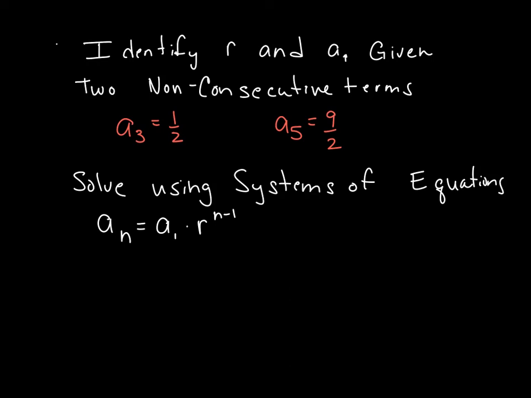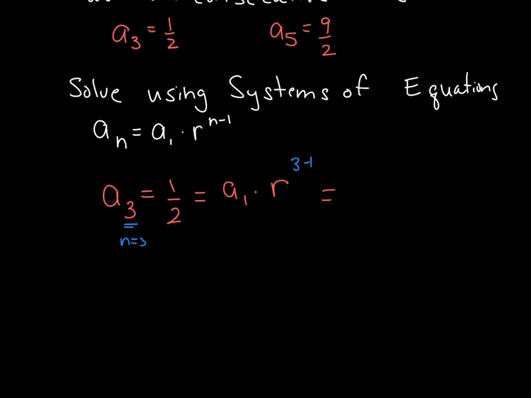So we're going to take our first term, a3, and say that a3 is equal to 1/2, which we know, and it is also equal to a sub 1 times r to the 3 minus 1 power, since n is equal to 3. That gives me my first equation: 1/2 is equal to a1 times r to the second power.